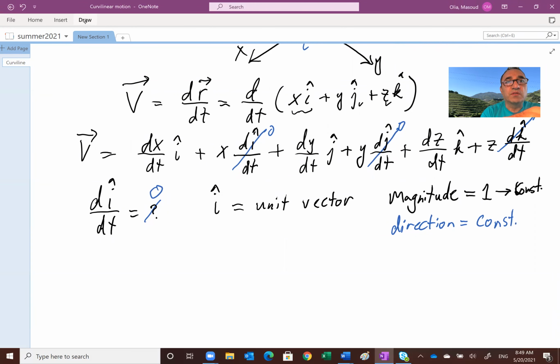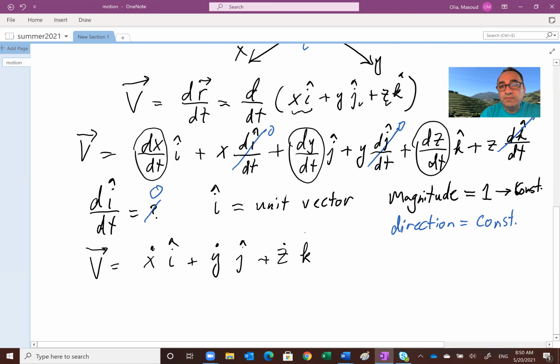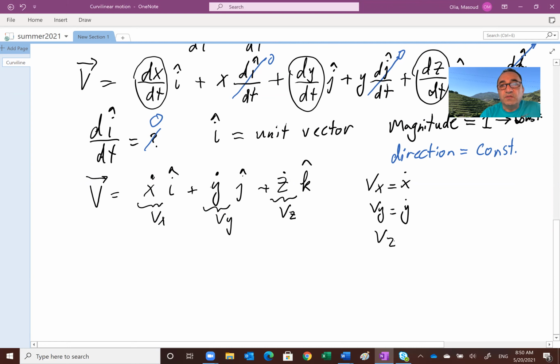After the derivatives of the unit vectors are equal to 0, well, now velocity becomes just dx/dt. Well, there may be a better way of saying dx/dt: x dot, the dot notation, times i, plus similarly, this guy becomes y dot j, and then finally z dot k, right? So basically, this is the x component of velocity, this is the y component of velocity, and this is the z component of velocity, right? So vx is x dot, vy is y dot, and vz is z dot.